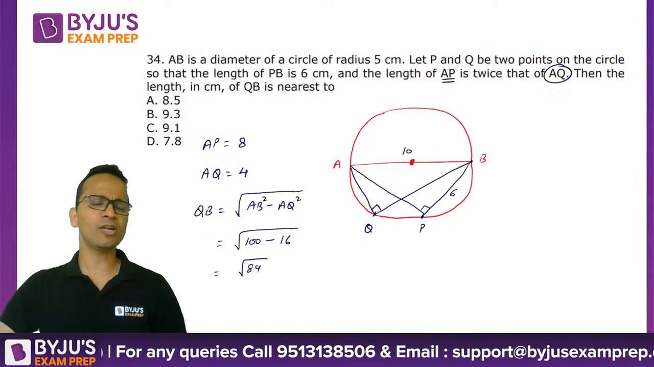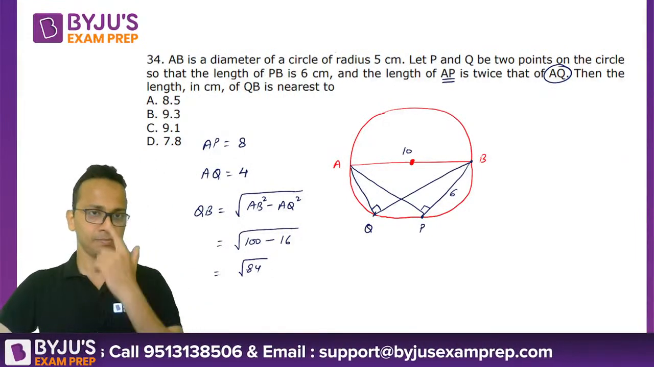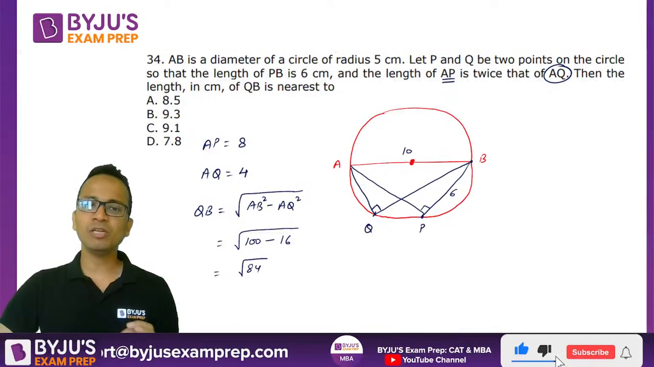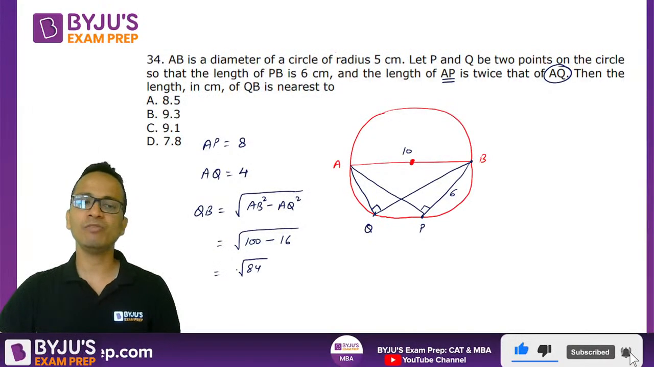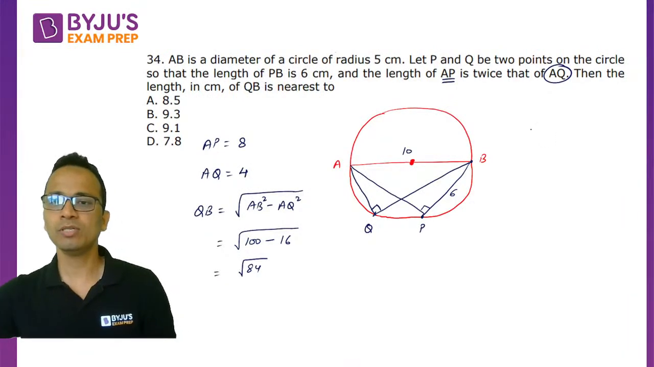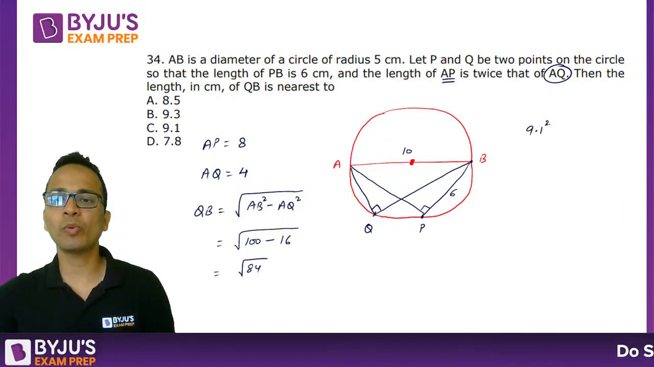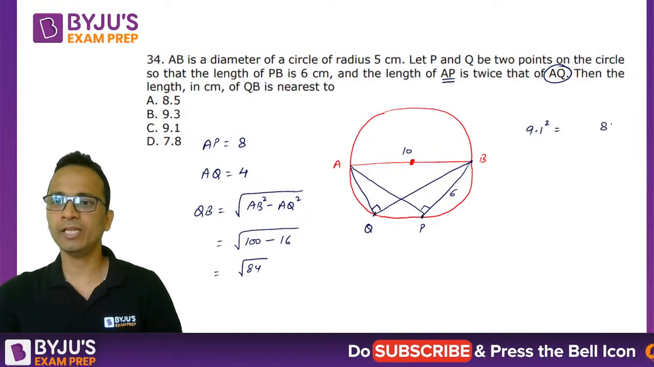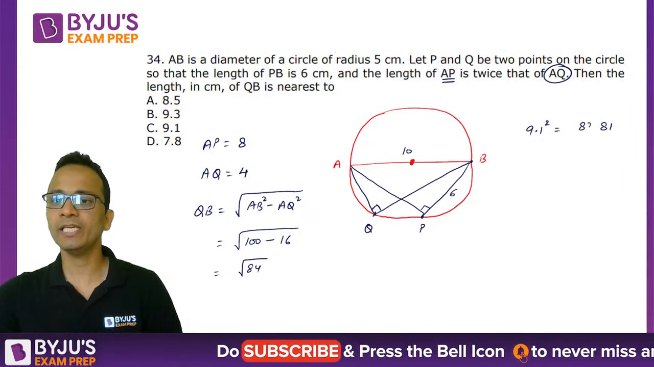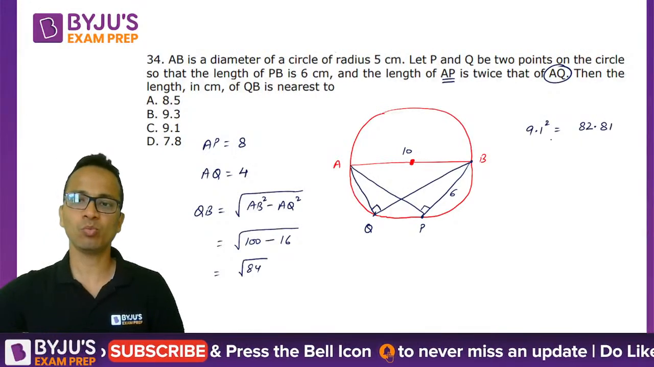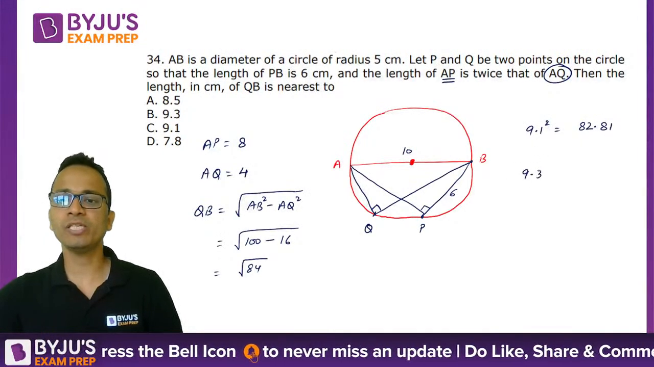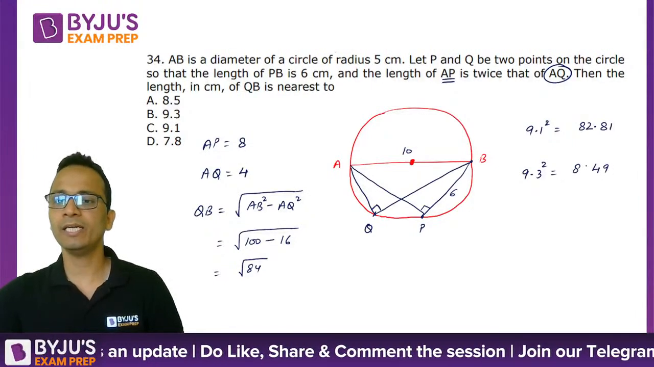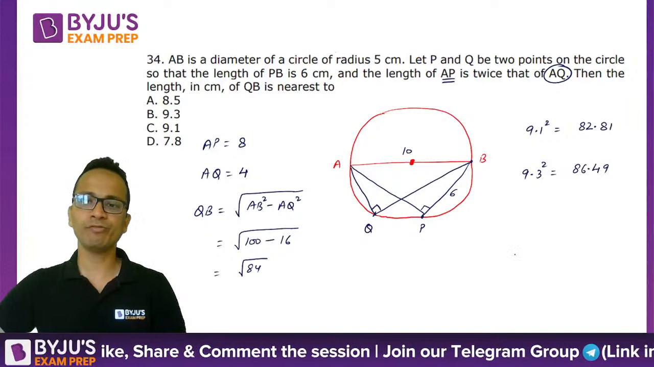Now the question is, what is the value of the square root of 84? So obviously it is more than 9. So 9.1 will be the nearest answer or 9.3 will be the nearest answer. So let's square 9.1. What will the square of 9.1 be? It will be 81, 82, 82.81. What will the square of 9.3 be? It will be 49, 86, 86.49.